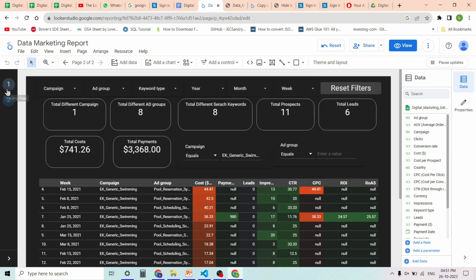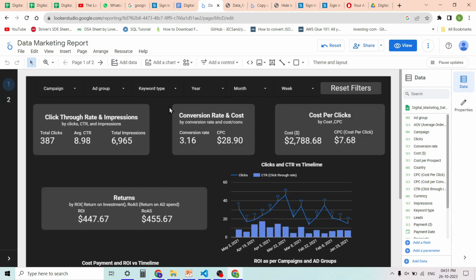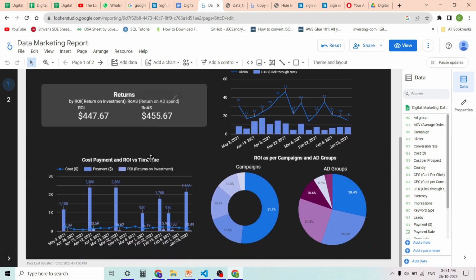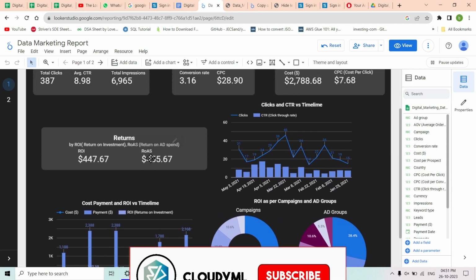So overall, this digital marketing report tells us about the total number of ads that we have given as per the campaigns, ad groups, the return on investment, the return on ad spend that we have got, the impressions, the leads, the overall presence of our ads and its features, and everything is shown by it.